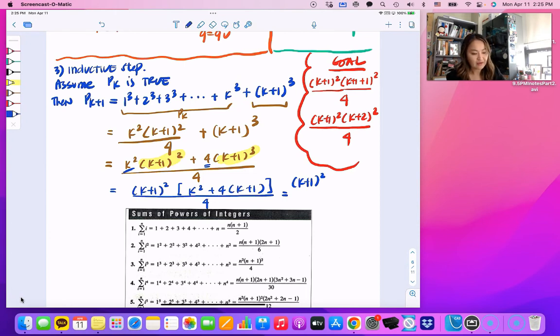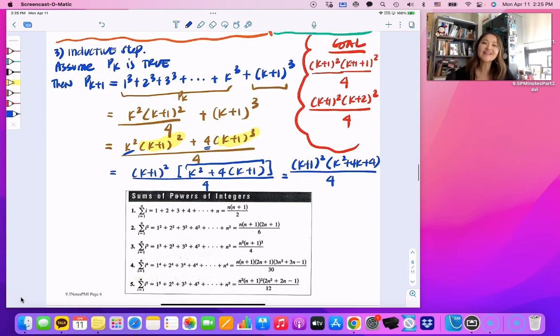But now, when I multiply that in, I get k squared plus 4k plus 4 all over 4. You're like, it still looks nothing like our goal. But wait a minute, chill out. What's this when you factor it? It's k plus 2 squared, which is exactly our goal. We got our goal!